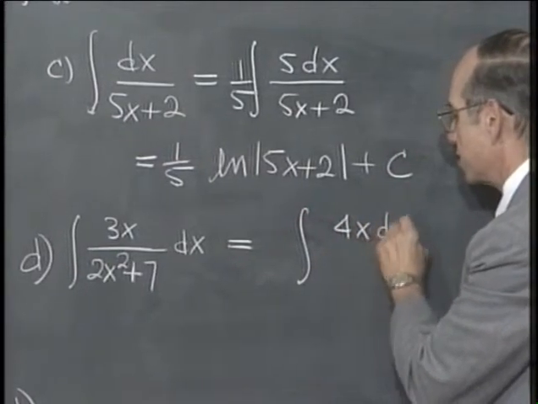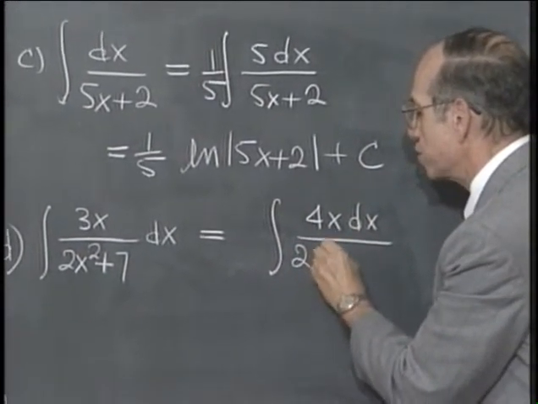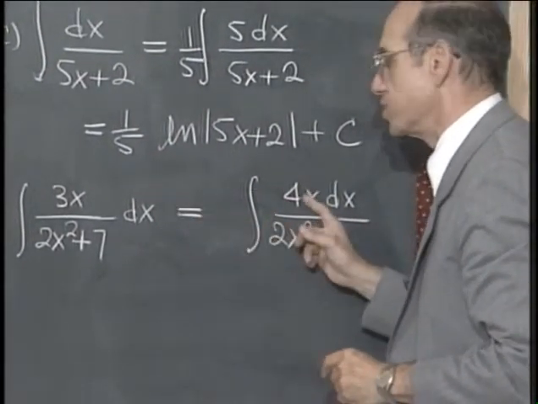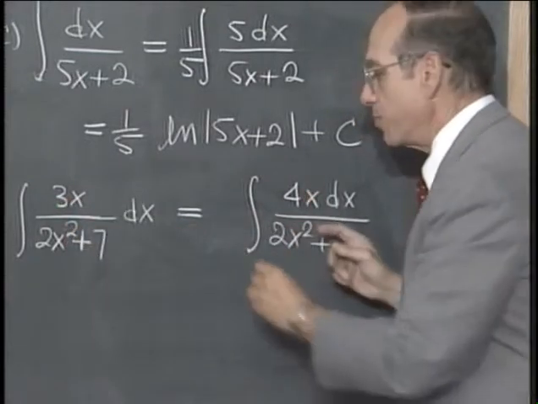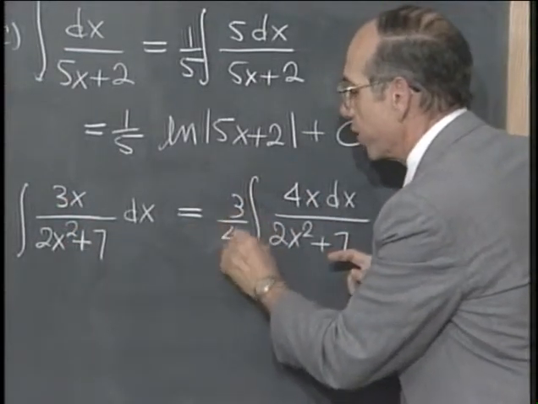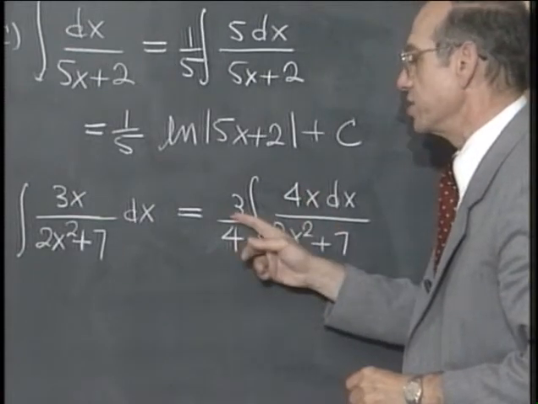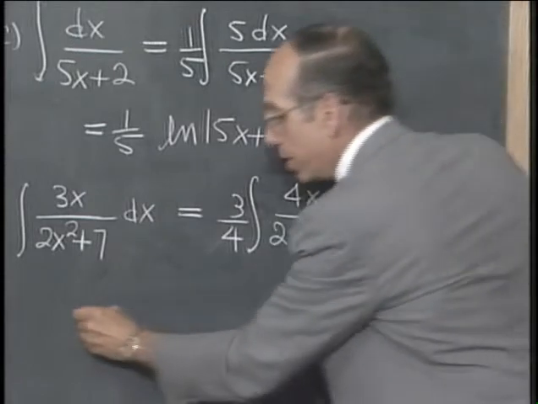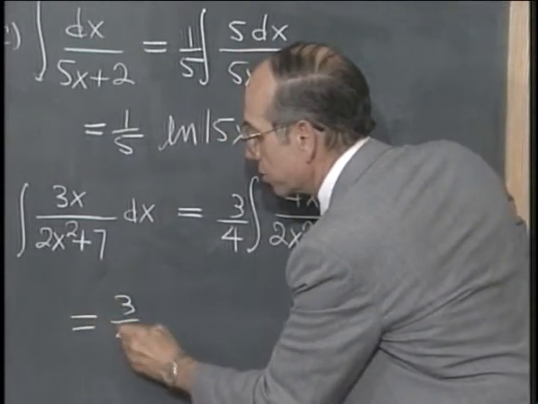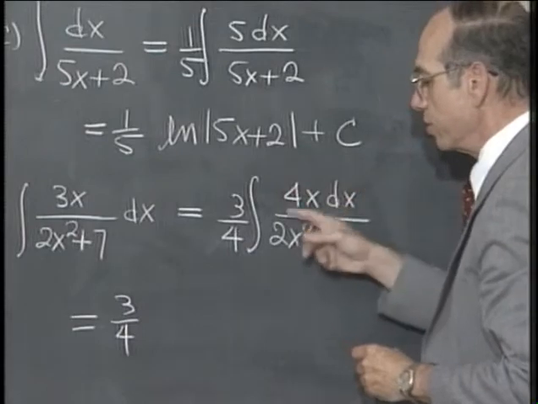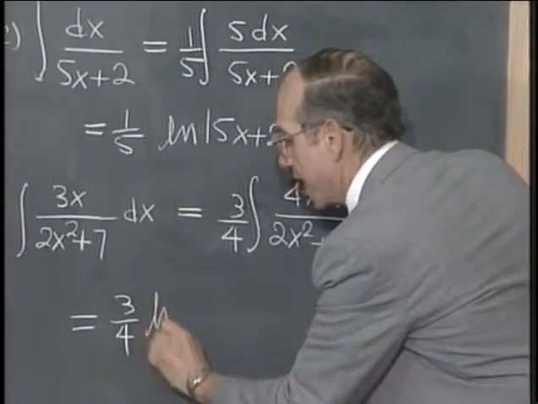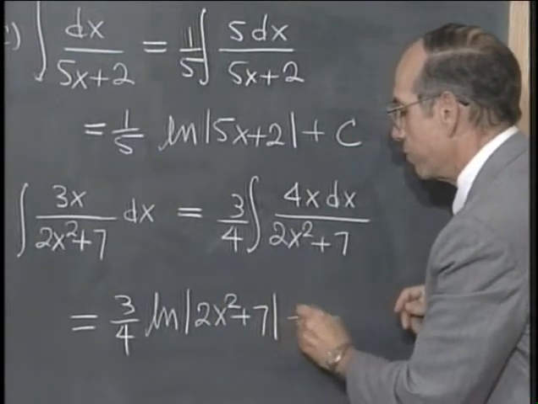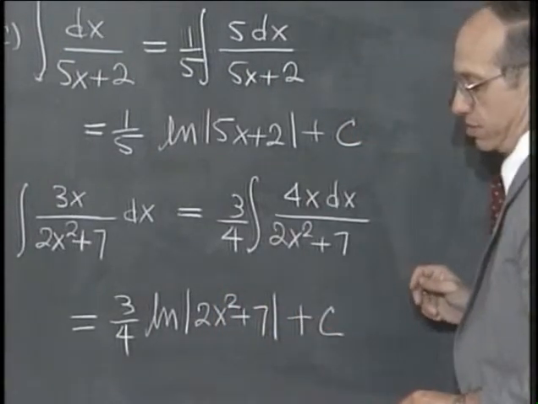4x dx divided by 2x squared plus 7. Of course, those aren't equal now because this is a 4 and this is a 3. So in order to keep everything right, we multiply out here by 3/4. The 4's cancel, and this is now 3x dx over 2x squared plus 7. Now we have 3/4 times the integral of du over u, which gives us the natural log of 2x squared plus 7 in absolute value plus c.